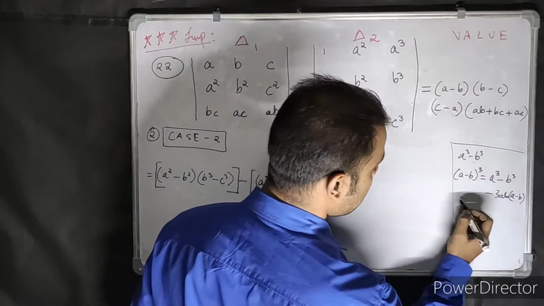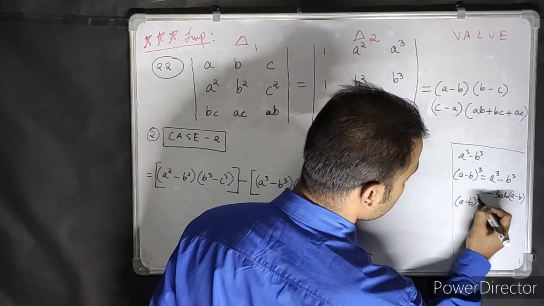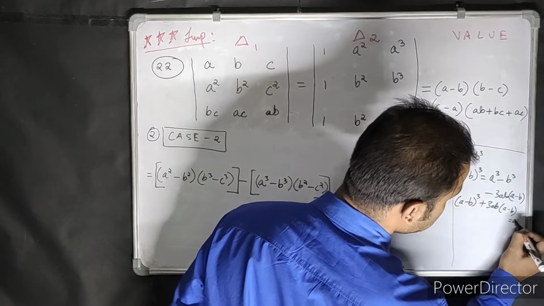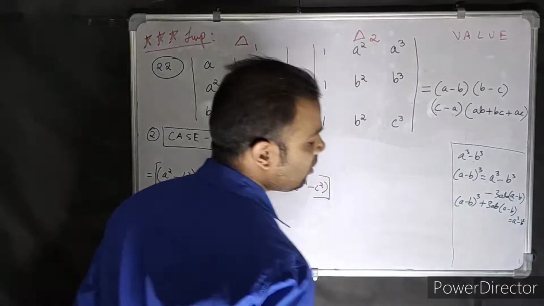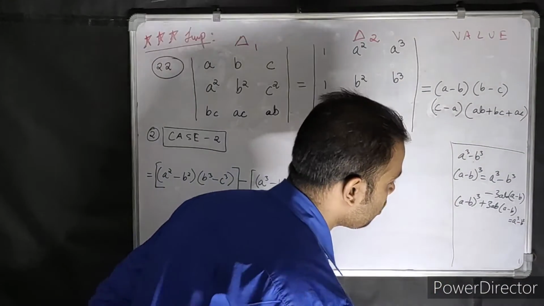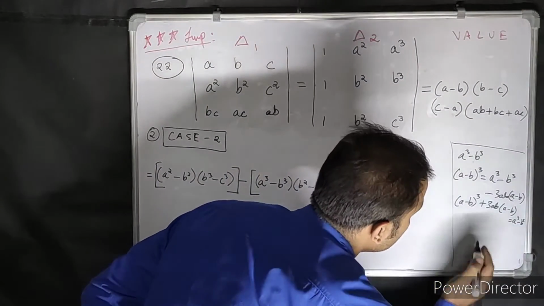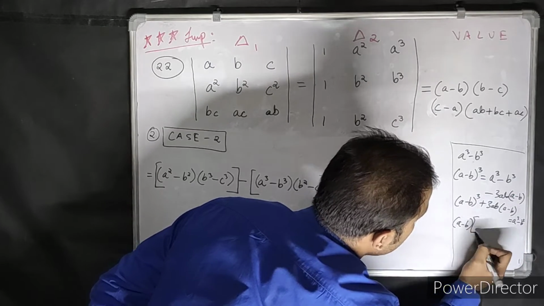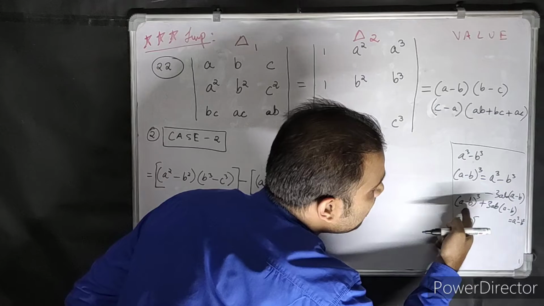Bring this 3ab to this side. This is (a minus b) whole cube plus 3ab(a minus b). You're left with a cube minus b cube on that side. If you wish, you need not write a cube minus b cube every time, because the calculation is only going to be here. Take out (a minus b) common. (a minus b) came out as common inside the bracket. What are you left with? (a minus b) whole square.